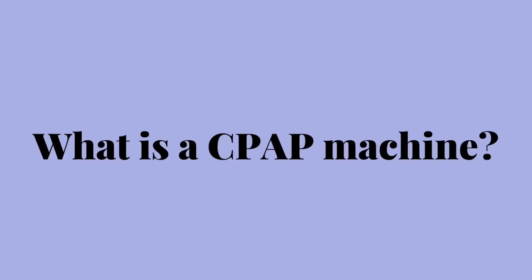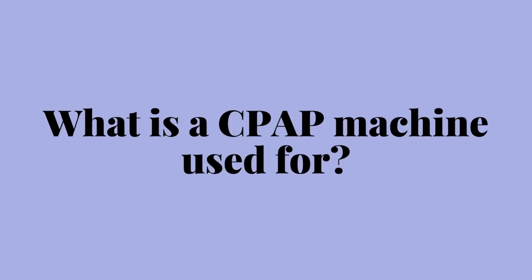So first of all, I'm going to answer the question, what is a CPAP machine? A CPAP machine stands for continuous positive airway pressure. So what is a CPAP machine used for? A CPAP machine is usually used to treat obstructive sleep apnea, or OSA. It is a condition which I'm not going to get into fully in this video, but it is a condition in which the airway gets blocked or obstructed temporarily throughout the night.